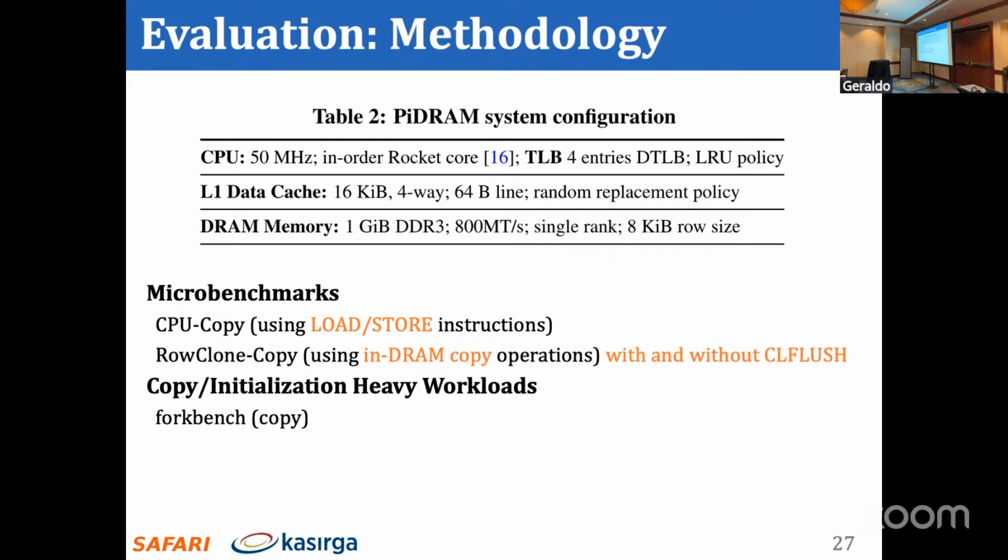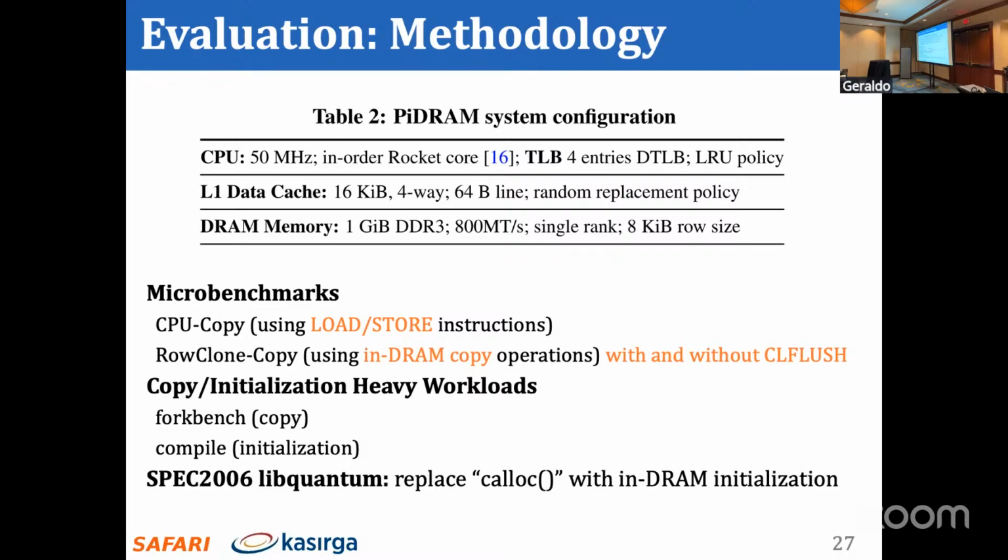We also have some more real workloads, fork bench and compile. These are respectively copy and initialization heavy workloads that we evaluate in PiDRAM. And finally, we also managed to run libquantum end to end in this infrastructure. We replaced the calloc calls, which allocate data with a given data pattern, with in-DRAM initialization operations. And we have 8 kilobyte rows in our DRAM module that determines the copy granularity. So you cannot copy less than 8 kilobytes at once.